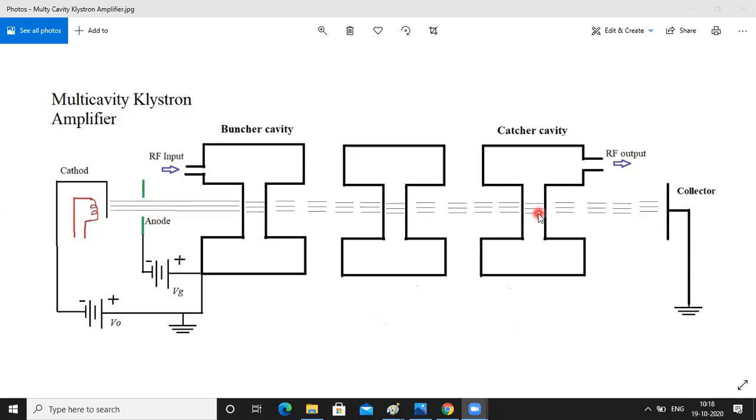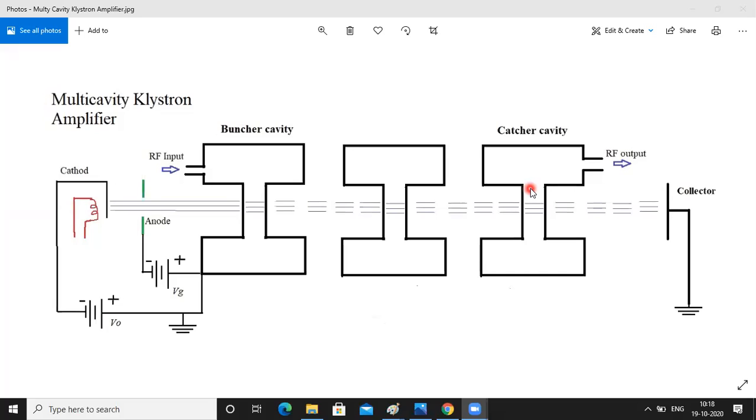So the electrons deliver energy to this output cavity, the kinetic energy that was originally absorbed from the cathode pulse. This kinetic energy is converted into the output signal.